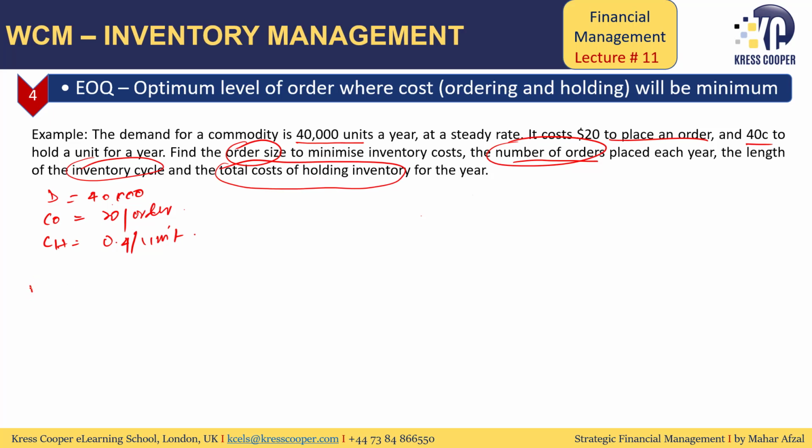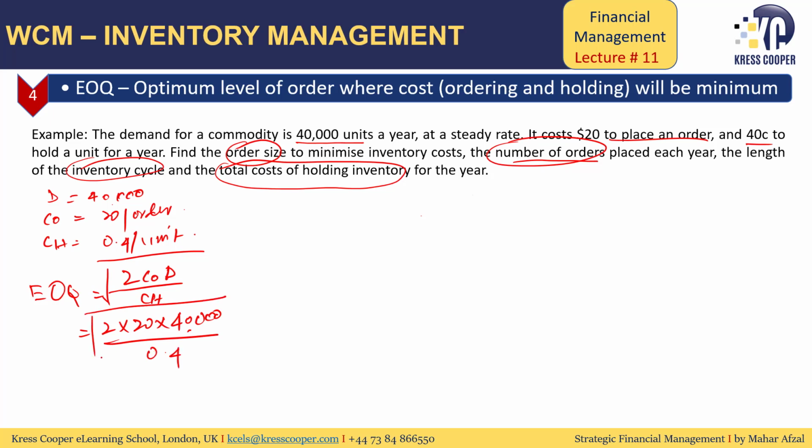First of all, my requirement is to calculate EOQ. EOQ is equal to the square root of 2 C0 D divided by CH, which is 2 into 20 into 40,000 divided by 0.4. EOQ is 2000. This is the first requirement.